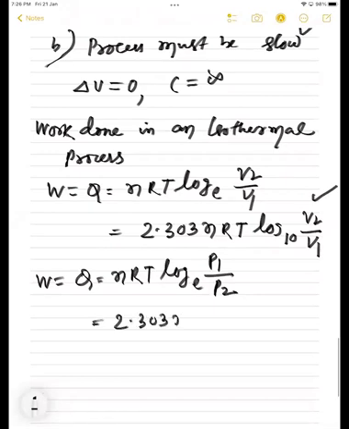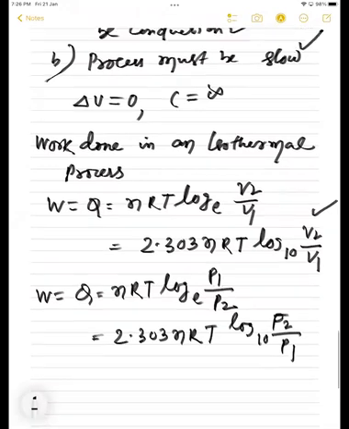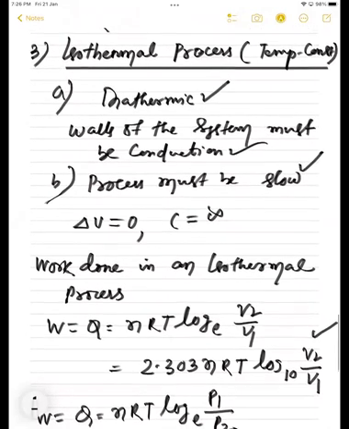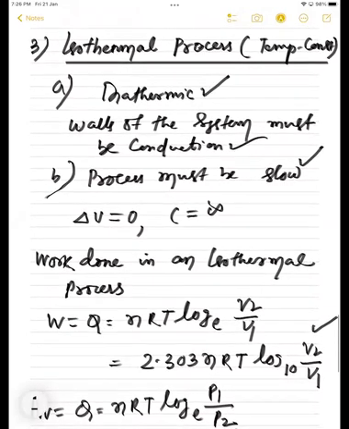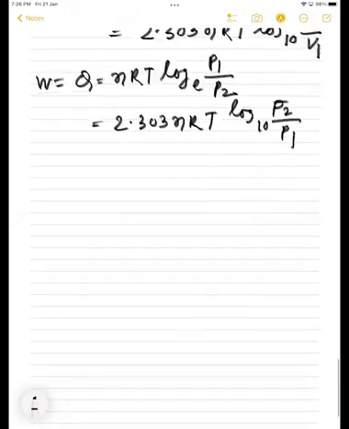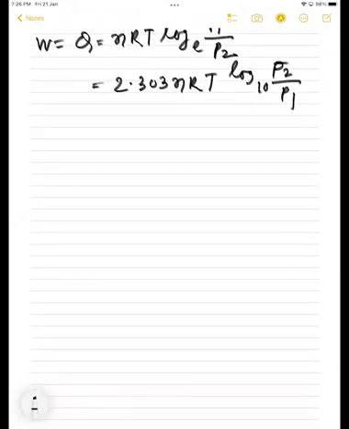2.303 nRT log base 10 P2 by P1. These two governing equations are for work done in an isothermal process. We can derive this one. Okay. How did this derivation come? Let me say this one.